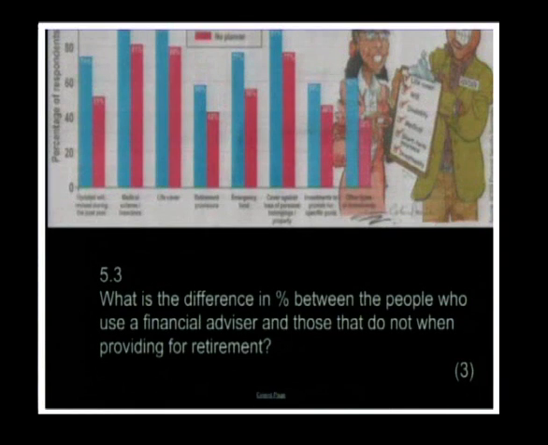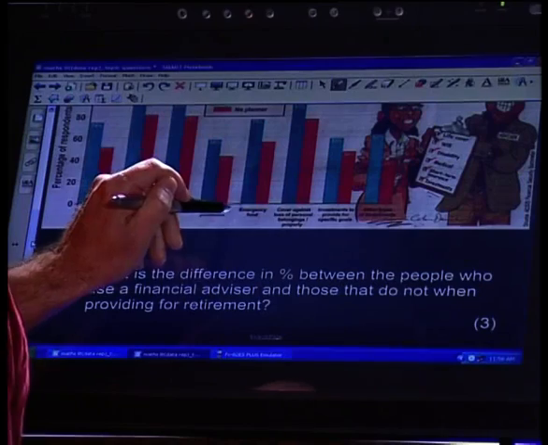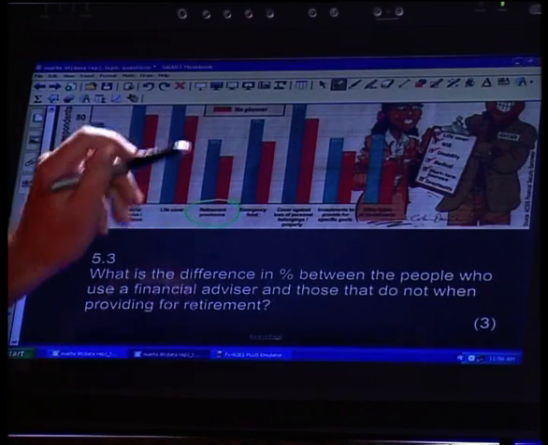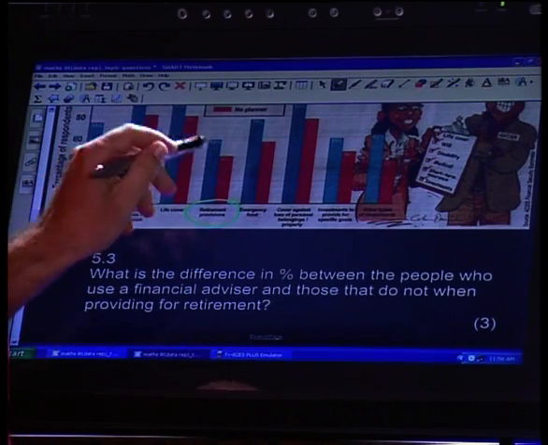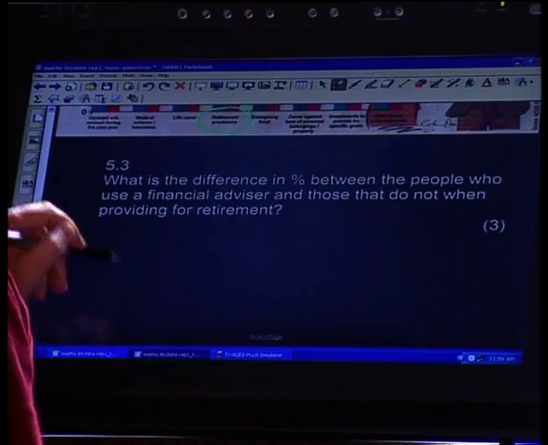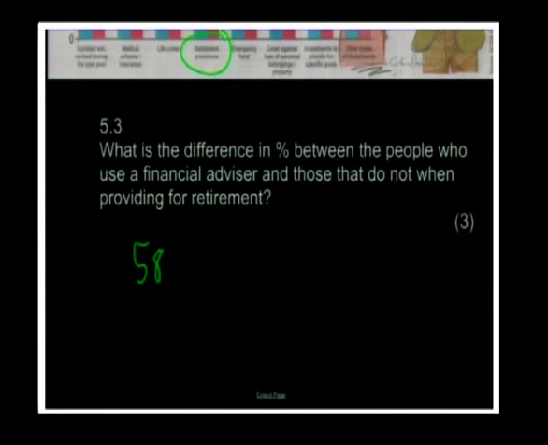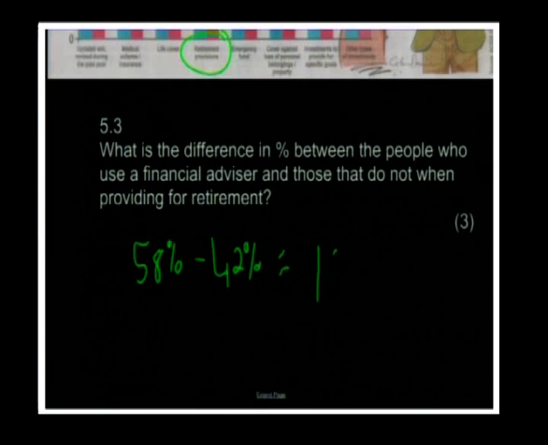Question 5.3, what is the difference in percentage between the people who use the financial advisor and those that do not when providing for retirement? Again, we need to go and look now at the retirement provision, and we want the difference between those who did use a planner, which in this case was 58%, and those who didn't, which is 42%. So we'll do just a small sum over here, 58% minus 42%, and that comes out to 16%. So the answer is 16% is the difference.